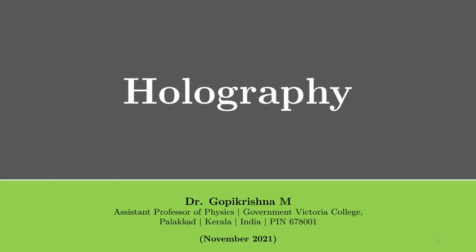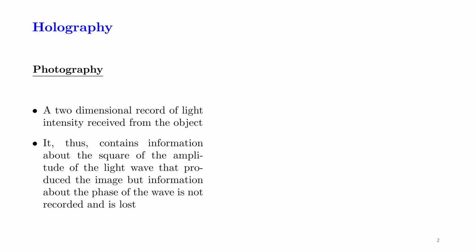In this short video, we'll discuss the principles of holography. A photograph is a two-dimensional record of light intensity received from an object, and it contains the information about the light intensity. It is the square of the amplitude of the light wave that produced the image. But a photograph doesn't contain the information regarding the phase of the wave. And when we record a photograph, the information about the phase is often lost.